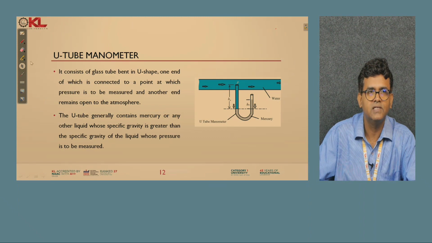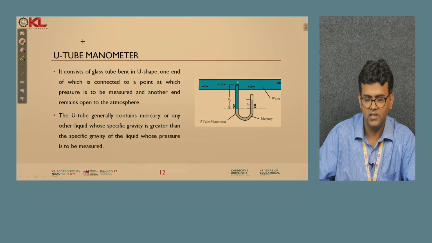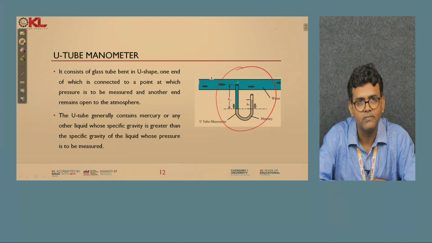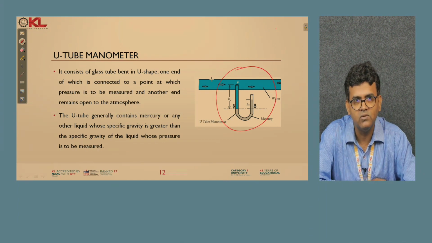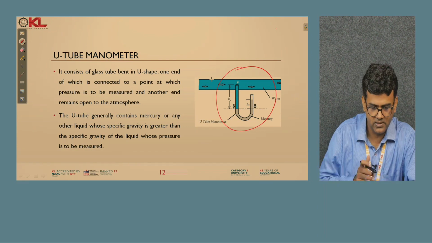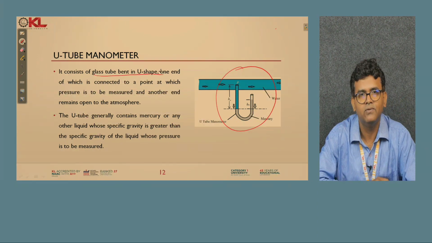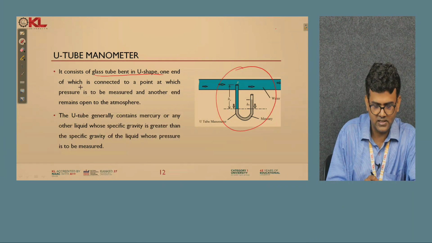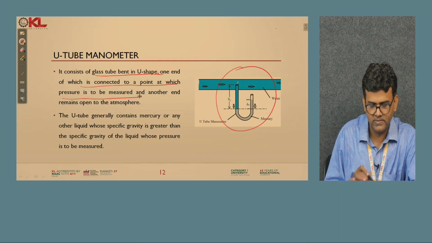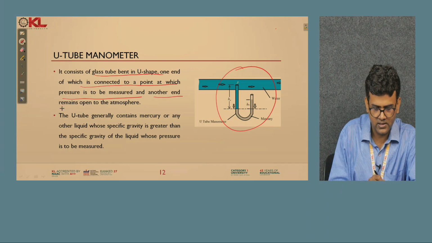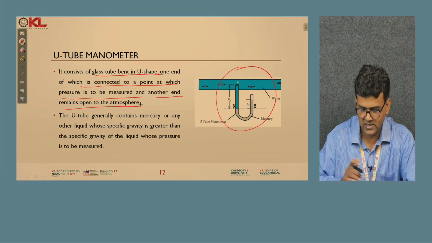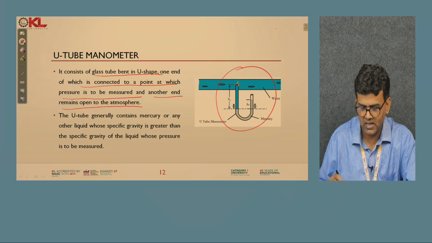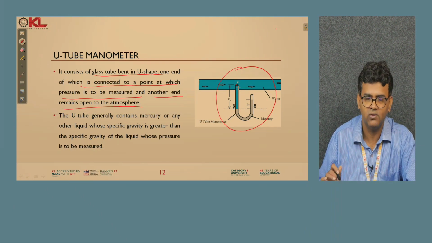Next, the U-tube manometer. You can see the picture, it has the shape of a U-tube. It consists of a glass tube bent in U shape. One end of this tube is connected to a point where the pressure has to be measured, and the other end remains open to atmosphere. That is called the U-tube manometer.